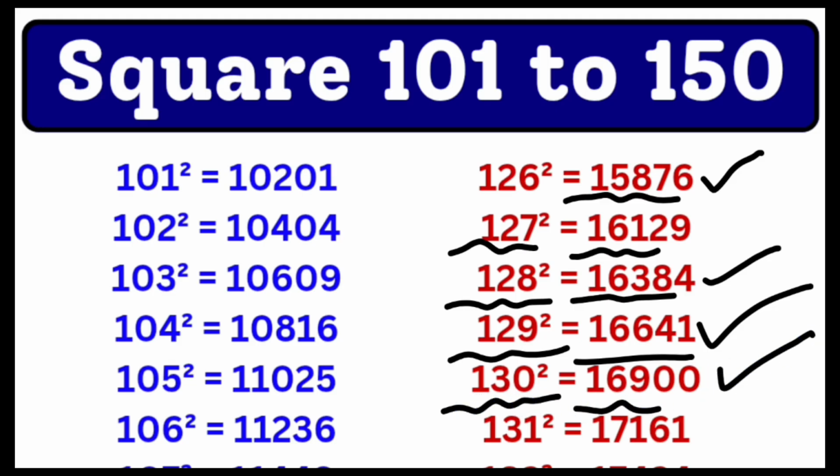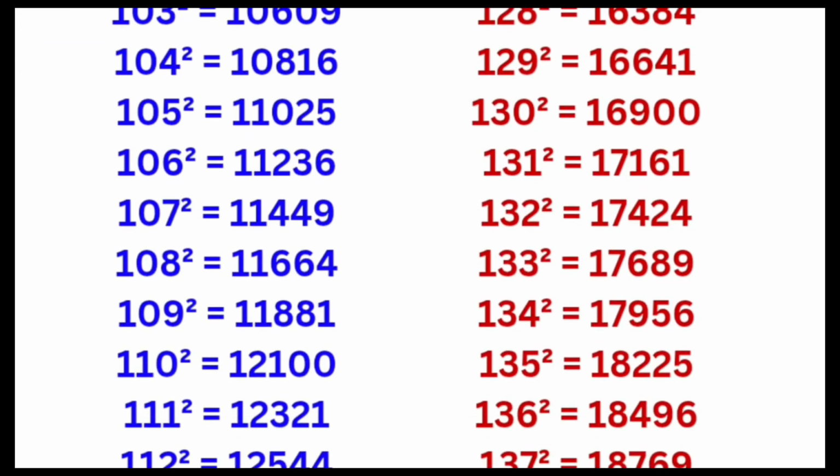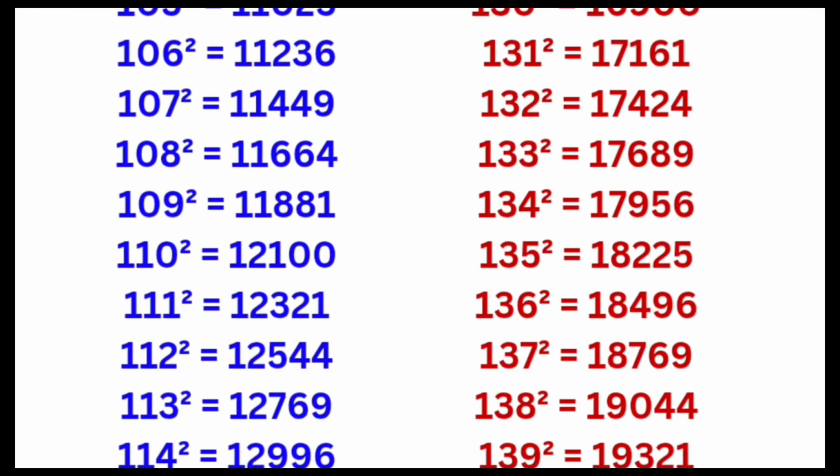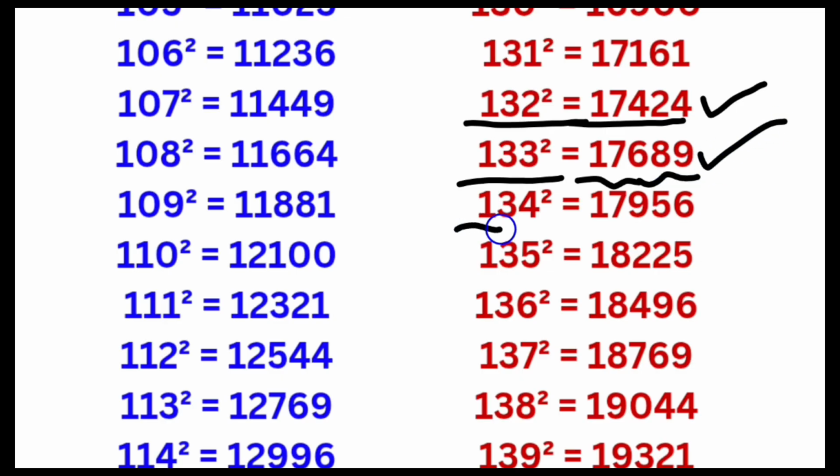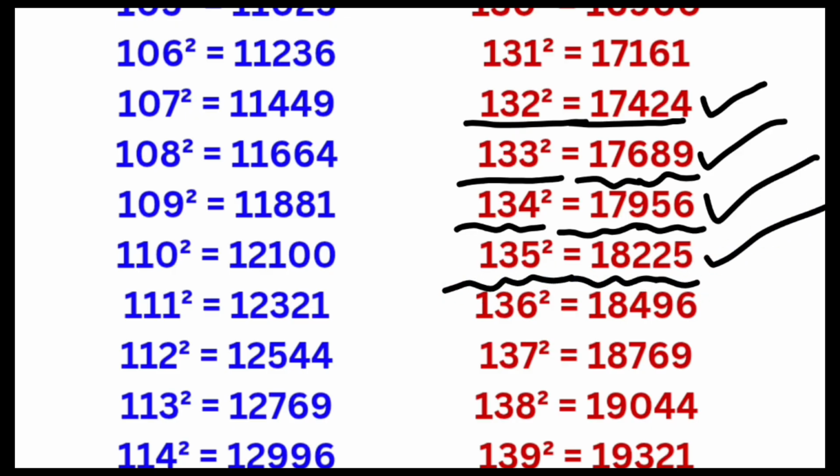Square of 130 is equal to 16,900. Square of 131 is equal to 17,161. Square of 132 is equal to 17,424. Square of 133 is equal to 17,689. Square of 134 is equal to 17,956. Square of 135 is equal to 18,225. Square of 136 is equal to 18,496.